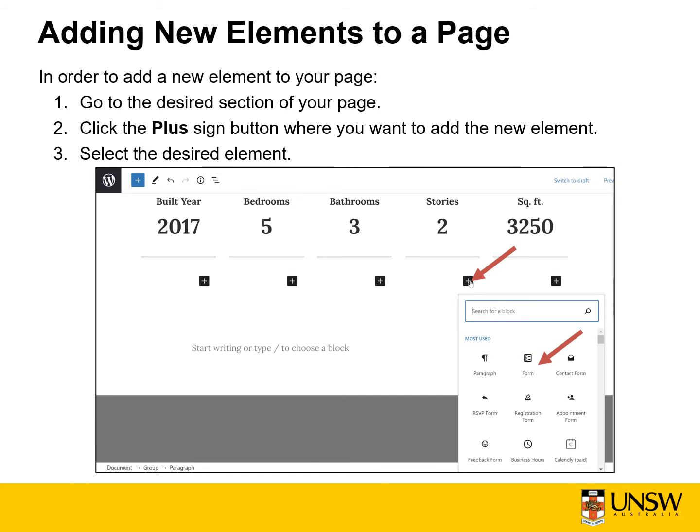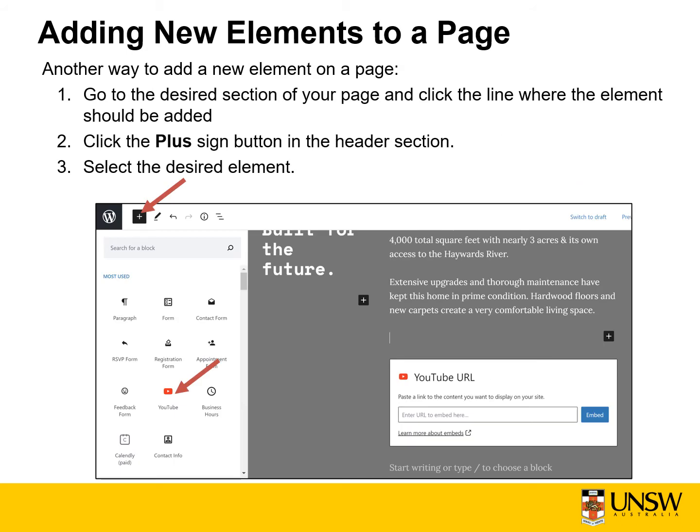In order to add a new element that is not a part of the default layout, there are two ways. The first method is going to the desired section of your page, clicking the plus sign button where you want to add the new element, and selecting the desired element. The second method to add a new element is going to the desired section of your page and clicking the line where the element should be added. Then use the plus sign button in the header section and select the desired element.